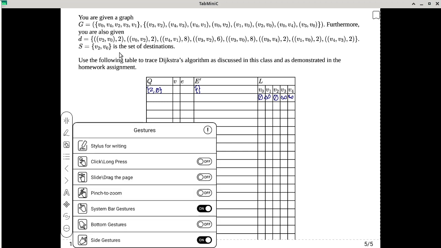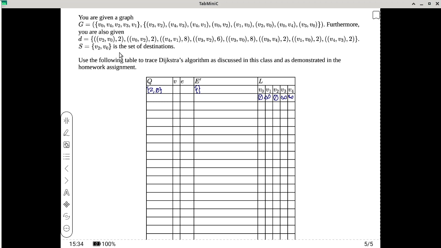I'm just turning off some of the touch gesture because otherwise it just kind of interferes. Actually, yeah, that's what I have to do.